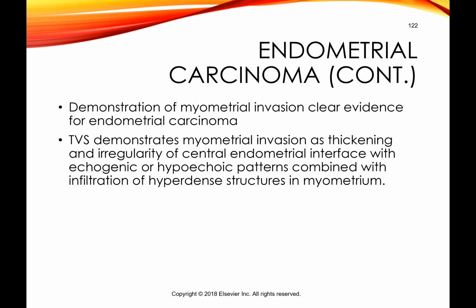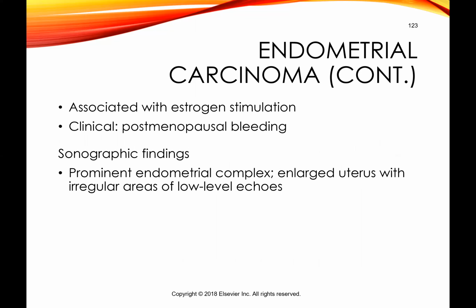Transvaginally, it demonstrates myometrial invasion as thickening and irregularity of the central endometrial interface with echogenic or hypoechoic patterns combined with infiltration of hyperdense structures. Endometrial carcinoma is associated with estrogen stimulation, and clinically it's going to be postmenopausal bleeding. Our sono findings are an enlarged uterus, irregular areas of low-level echoes, and a thickened endometrium with vascular flow seen within the endometrium.